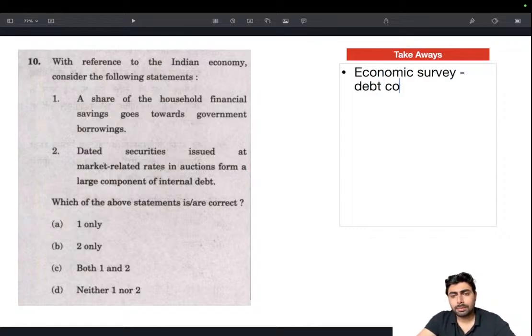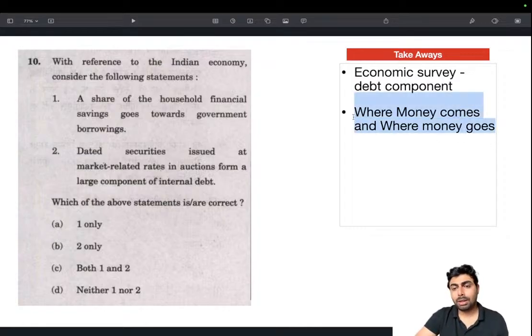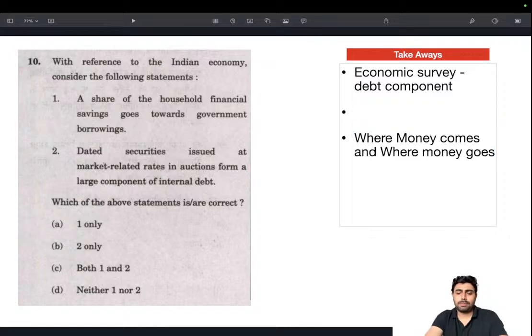Look at the debt component, and where money comes and where money goes. That header, money comes and money goes, is an important area in the Economic Survey summary. Look through this portion. It really helps you get an idea about where the government is raising money, which forms the large component of revenue receipts or capital receipts, and also where the expenditure is going. This is where you should be referring. You don't have to go through the entire Economic Survey, especially go through this part.